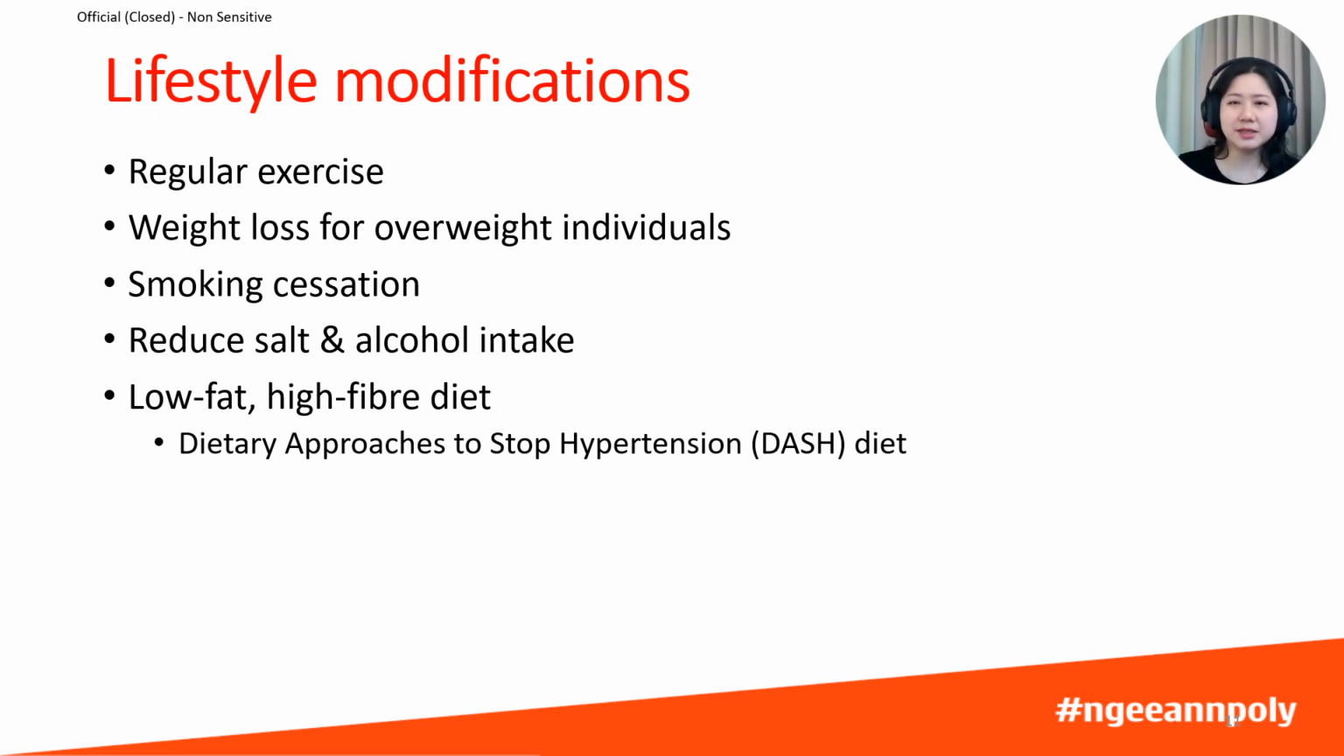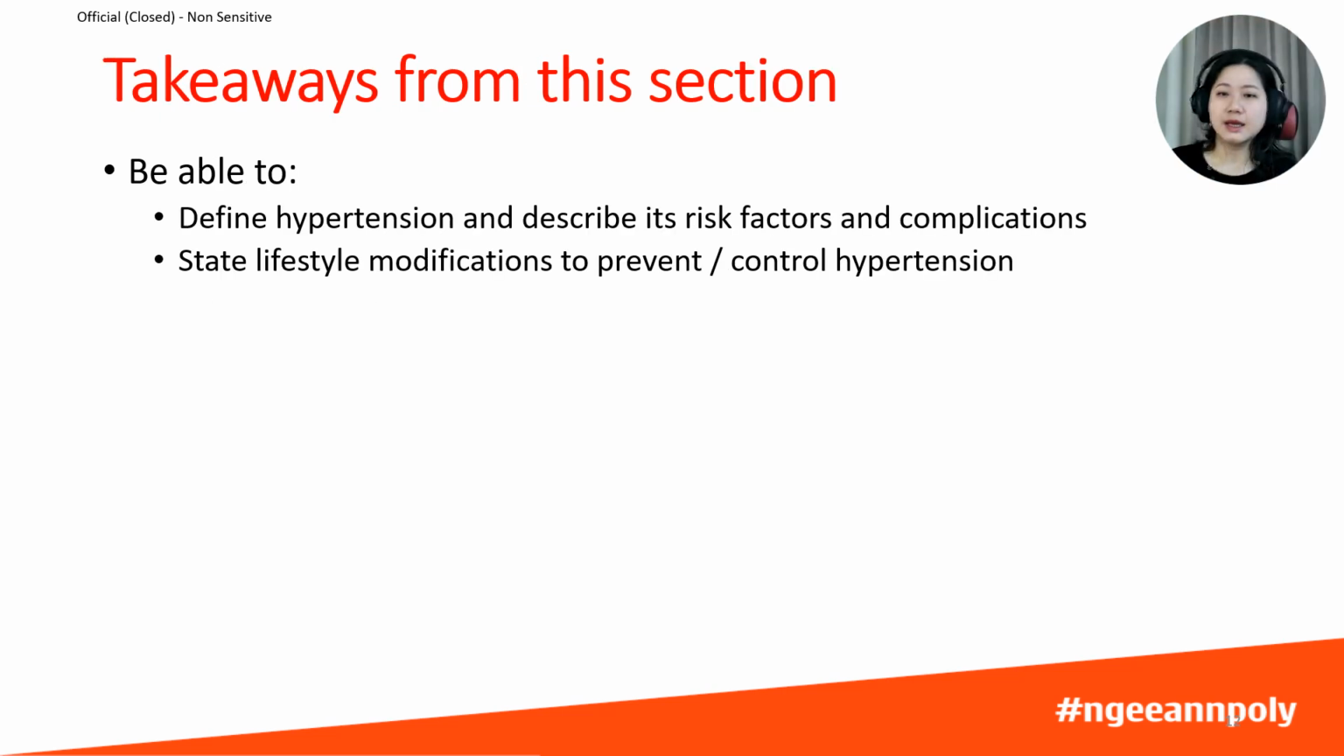The DASH diet, which stands for Dietary Approaches to Stop Hypertension, is a diet that has been well studied for hypertension. After completing this section, you should be able to define hypertension, describe its risk factors and complications, and state what lifestyle modifications can be taken to prevent and control hypertension.